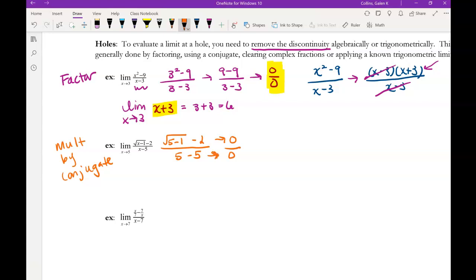And sorry, those are arrows, not negative 7s. I'm not using an equal sign here because 0 over 0 is not a value. So I'm just going to use arrows to show what's going on here.